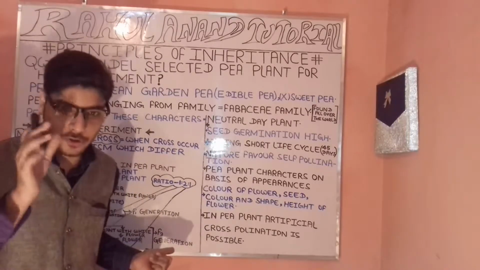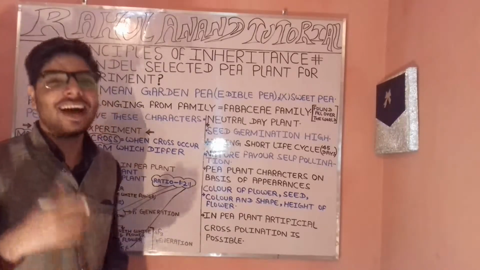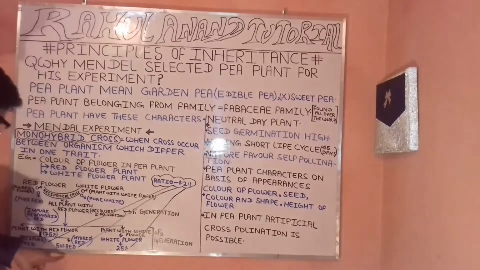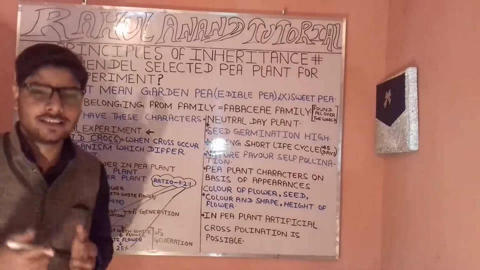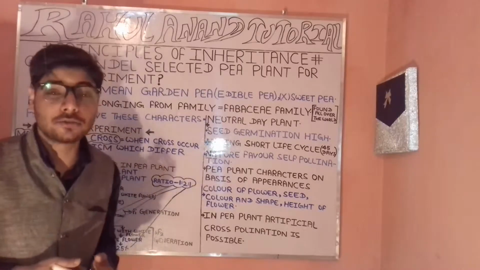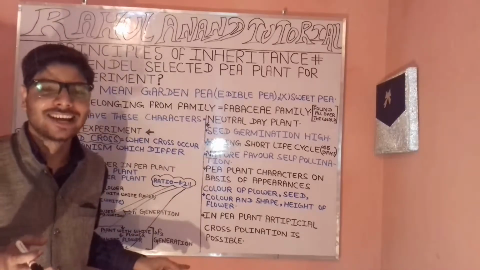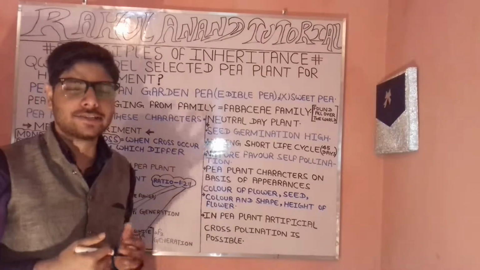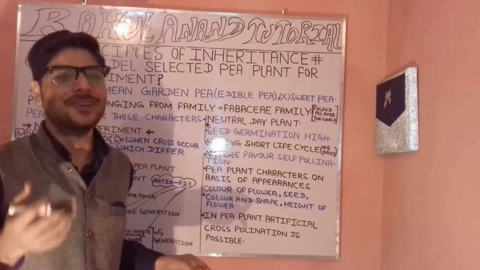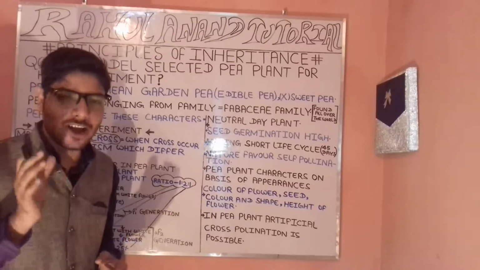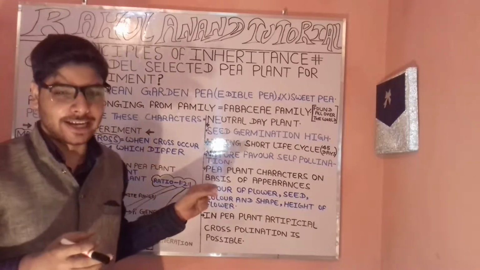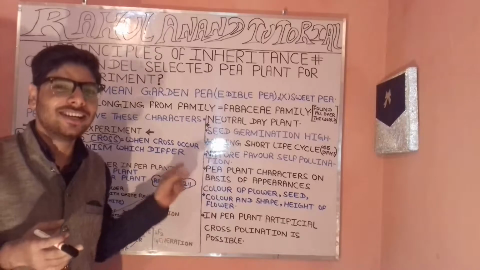The pure red will be 25%, then the hybrid red will be around 50%. Then the third case will be the pure white in color, around 25% in nature. So when we talk about the ratio of the cross in the F2 generation, it will be 25% to 50% to 25%. This is your ratio.